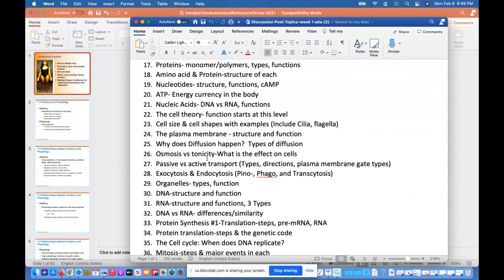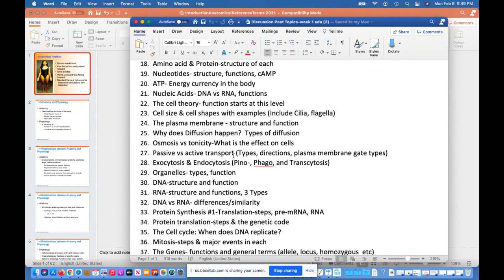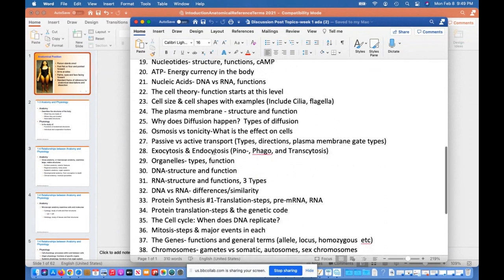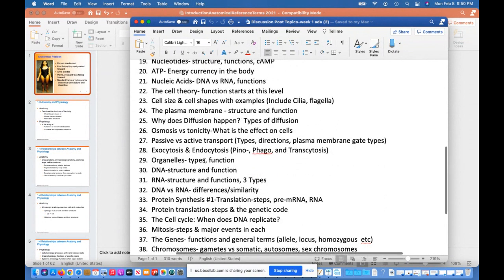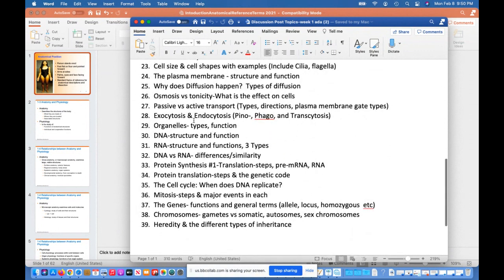Osmosis versus tonicity. The effect on cells. When something absorbs too much water or loses water, how cells can increase and decrease in size, and what happens. Passive versus active transport. Exocytosis versus endocytosis. Cell eating and cell drinking. Pretty neat stuff. How a cell can get rid of things or take in things. The different organelles that are found in the cell, the different types and their functions. You're going to see that on your exam for sure.